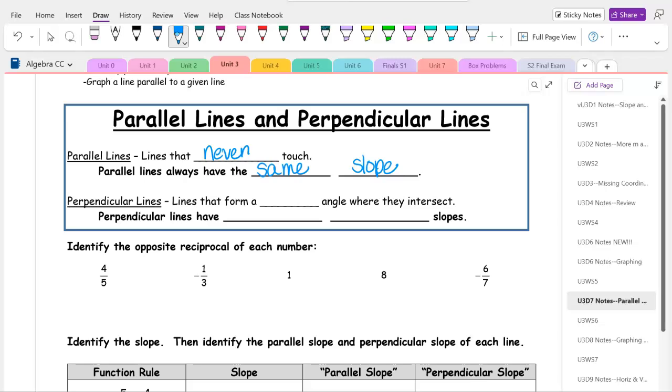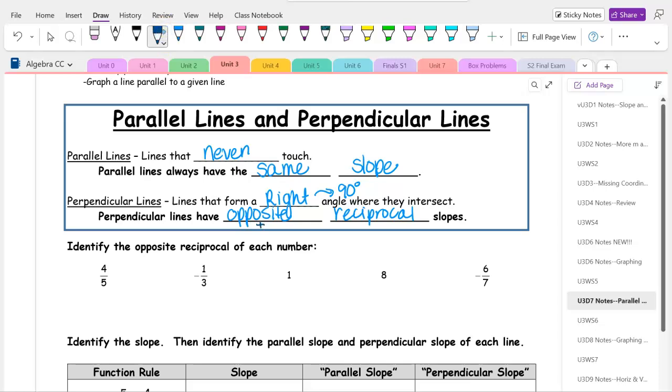Perpendicular lines, you may recall this word from middle school. Perpendicular lines are lines that form what we call a right angle or a 90-degree angle. Perpendicular lines have what's called opposite reciprocal slopes. Now, these are two words that people mess up all the time, so let's talk about what they mean.